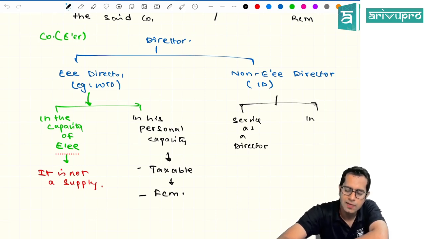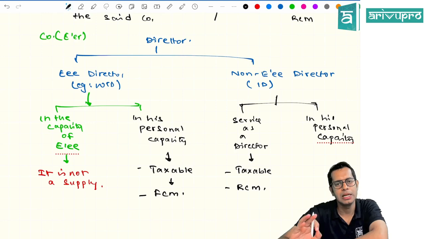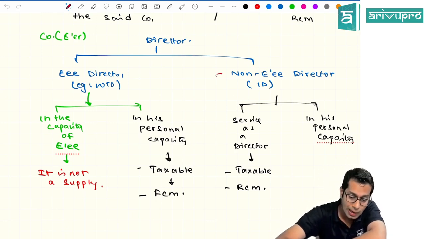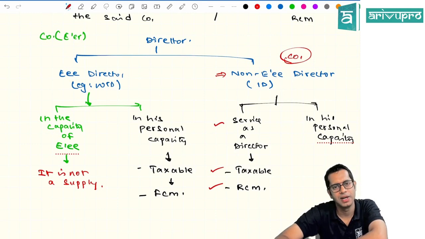Second, services in his personal capacity. Okay. So whatever services he is going to give as a director of a company, it is taxable. It will be taxable, and it is taxable under what basis, sir? It is taxable under reverse charge mechanism. Okay. So whatever services are given by non-employee director to the company as a director of the company is taxable and taxable under reverse charge.